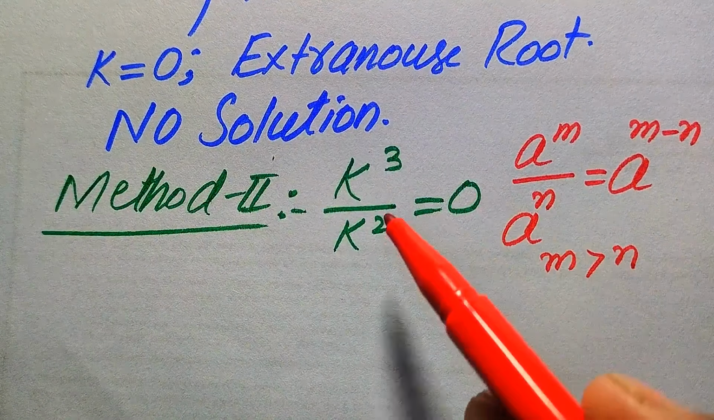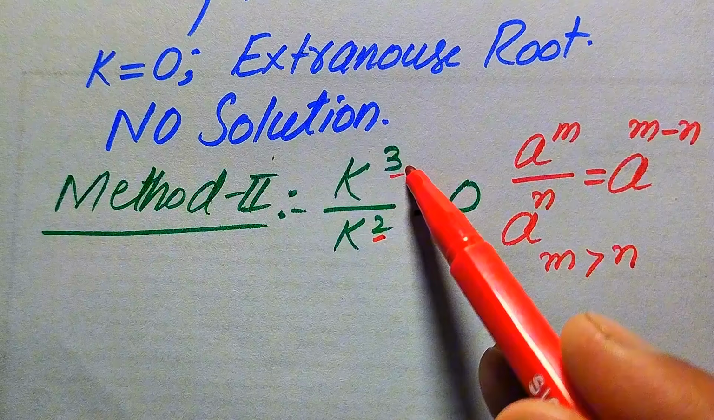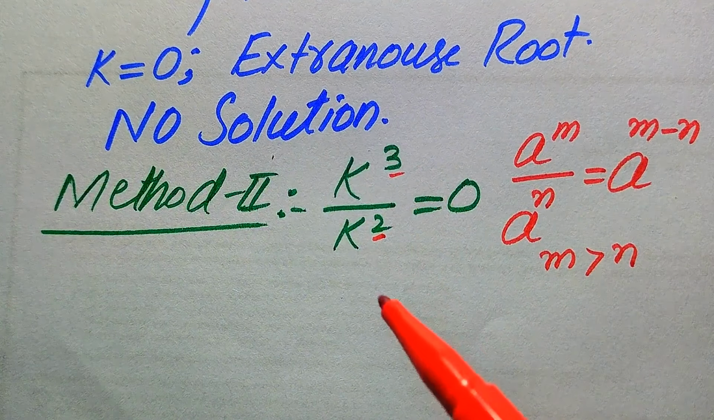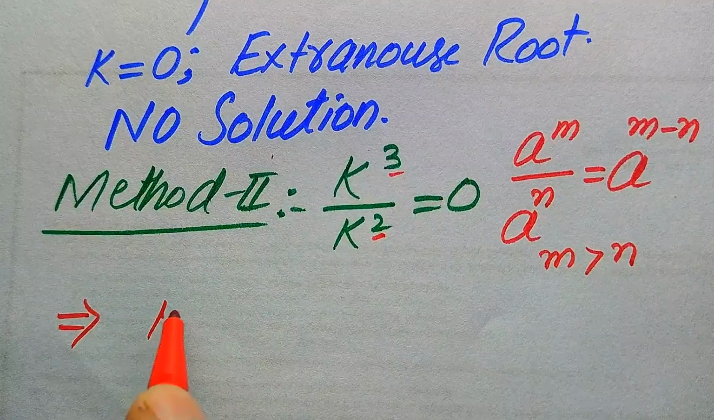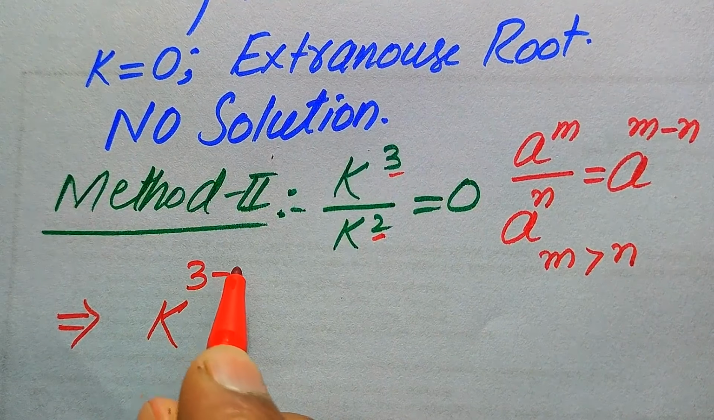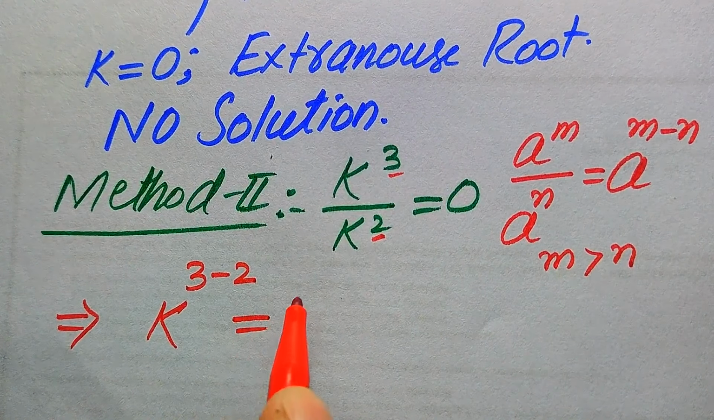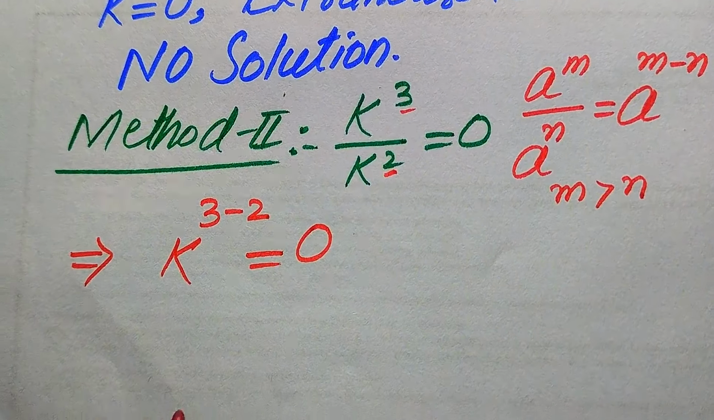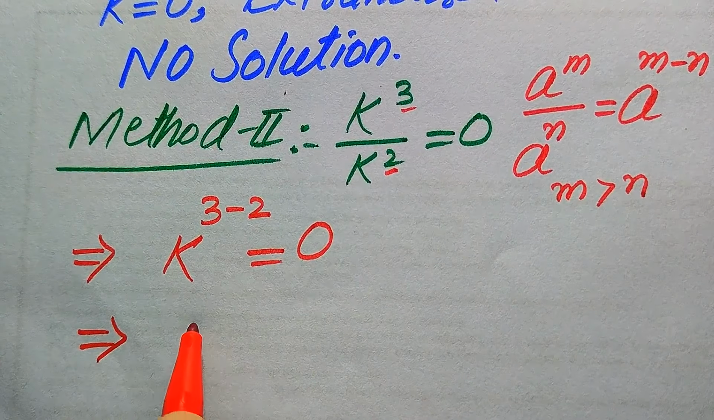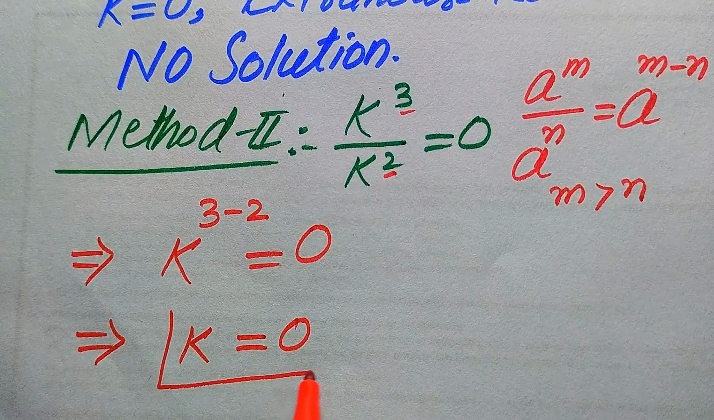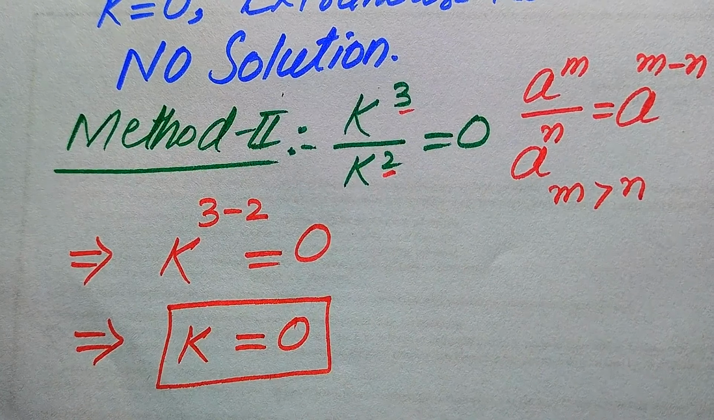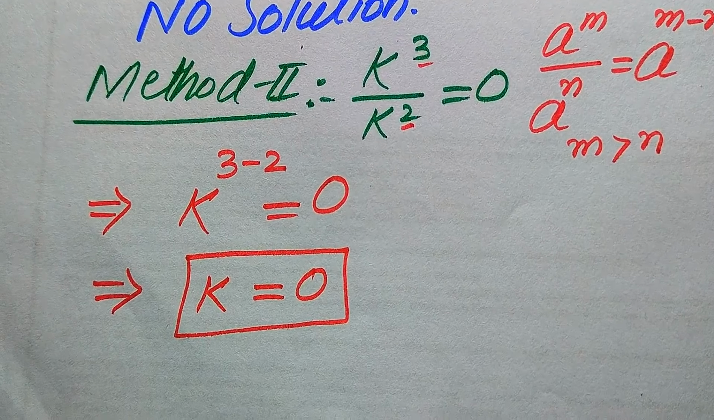Now you compare these two exponents. You see 3 is greater than 2, so we move the 2 towards the 3, and it is written as k to the power of 3 minus 2 equals 0. Further, k to the power of 3 minus 2 becomes k equals 0. So this is the final value of k which we get in the second method.